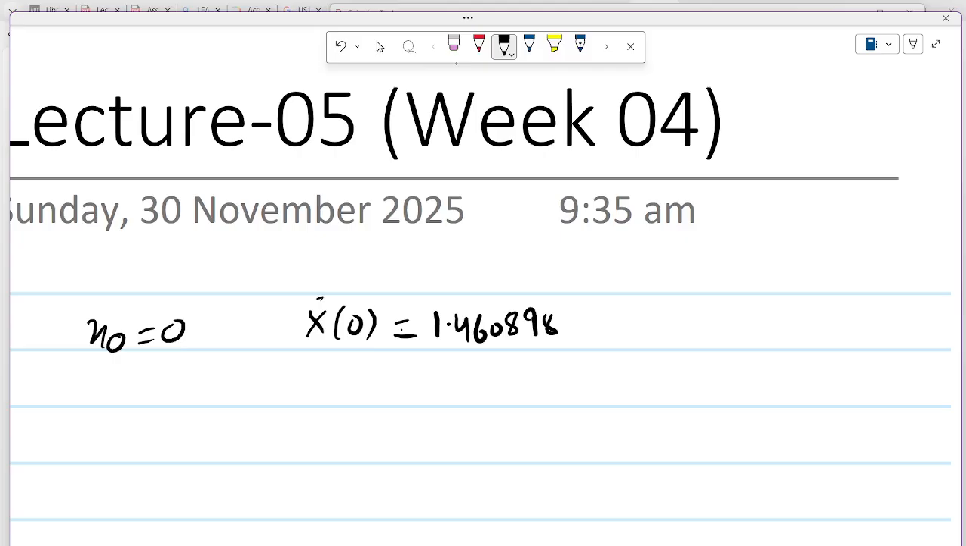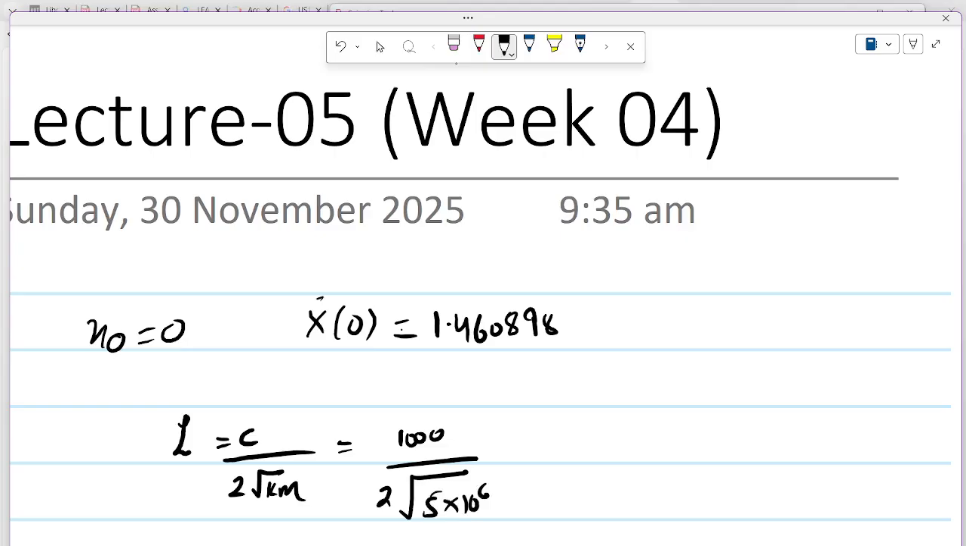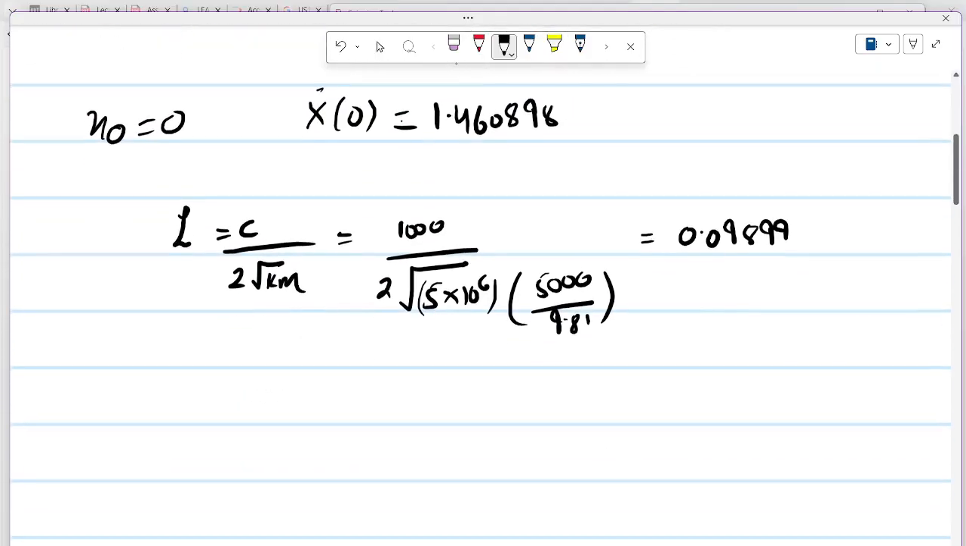So we know the damping coefficient is equal to C over 2 square root of km. That becomes 1000 divided by 2 into the spring constant, that's 5 into 10 exponent 6, into 5000 divided by 9.81. So that makes up 0.09899. That's the damping coefficient for us.